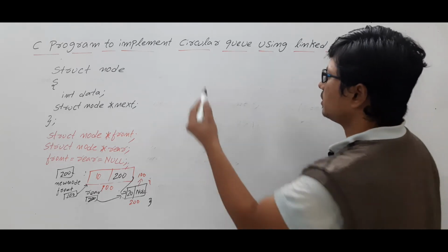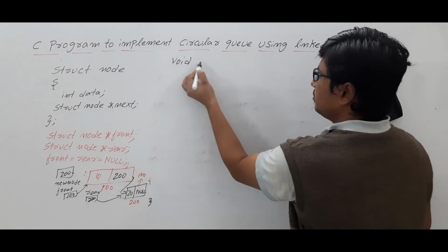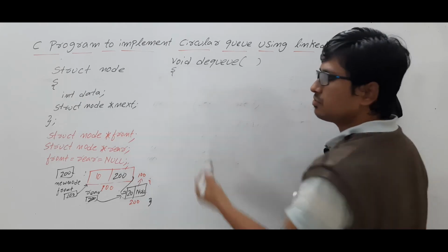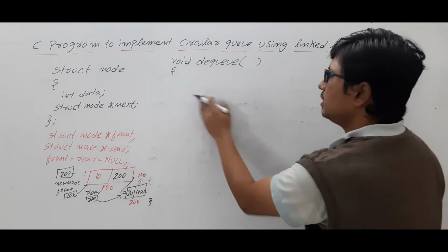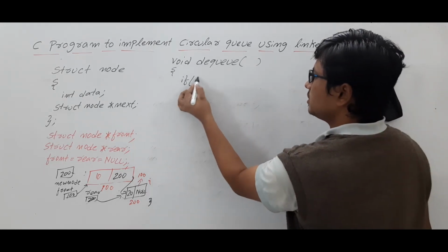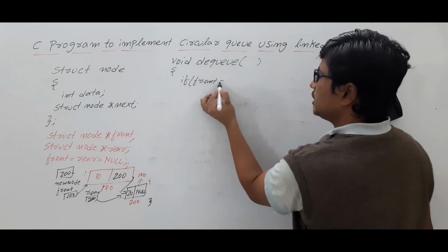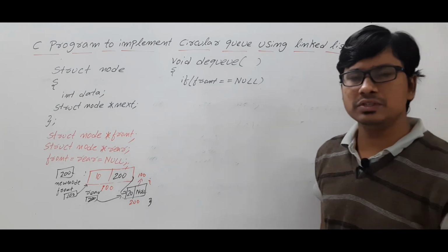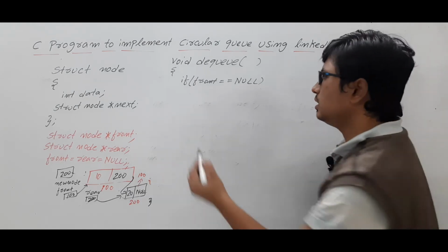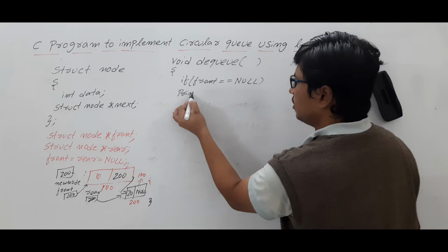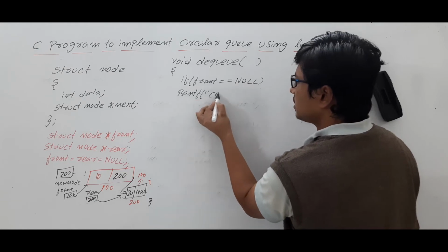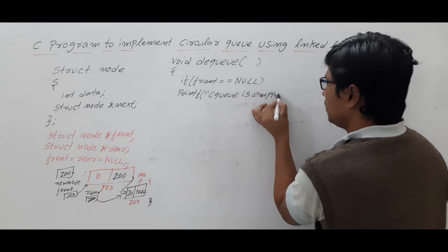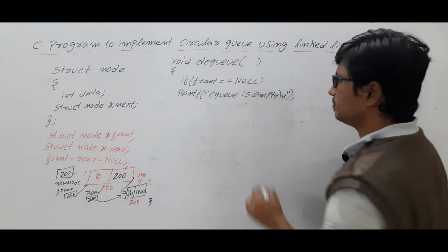First let me define the function void dequeue. Void specifies that this function does not return any value. Now first thing you need to check: if front is equal to null, then it means that the circular queue is empty. If the circular queue is empty, can you delete any elements? No. So you will write a statement called printf circular queue is empty. Okay, I hope it is clear for you.